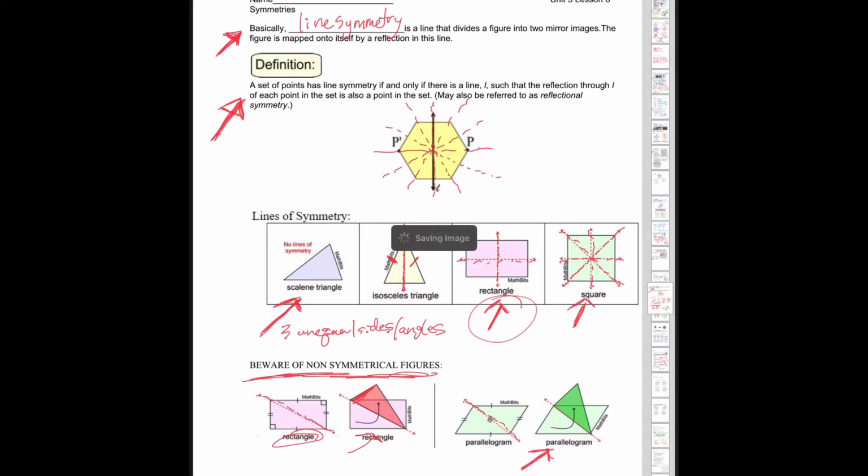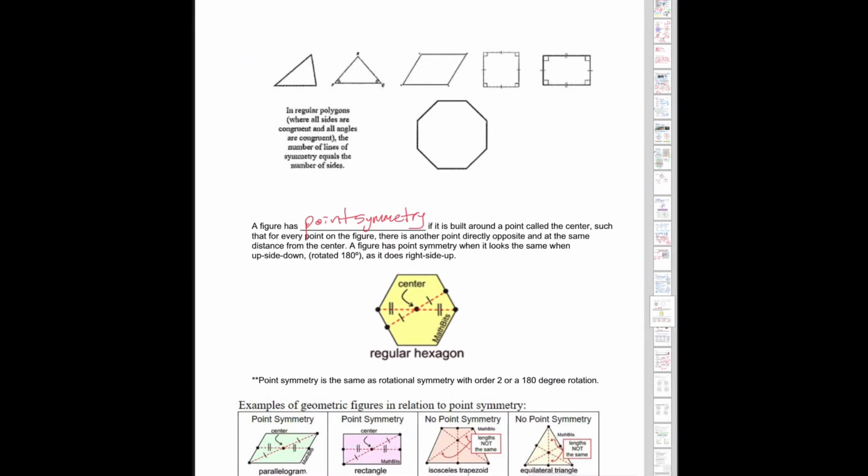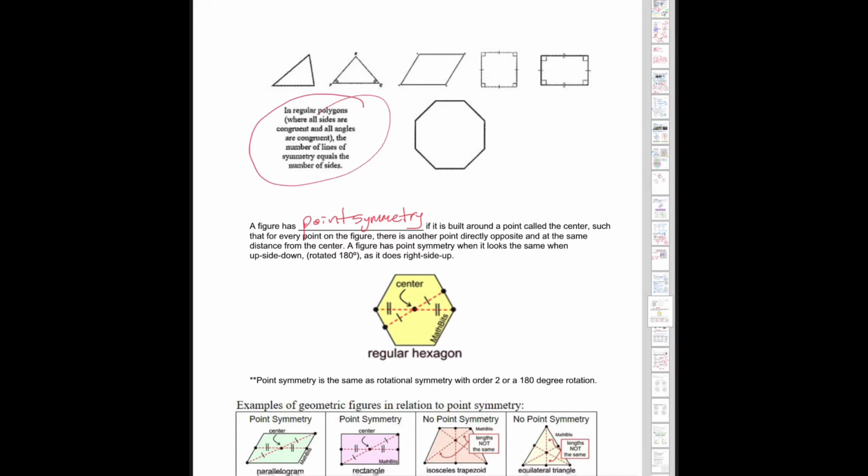So now let's go and move on to a different type of symmetry. Actually, we're going to look at a couple more. So in regular polygons, where all sides are congruent and all angles are congruent, that's what a regular polygon is, the number of lines of symmetry equals the number of sides. So let's take a look at a regular polygon.